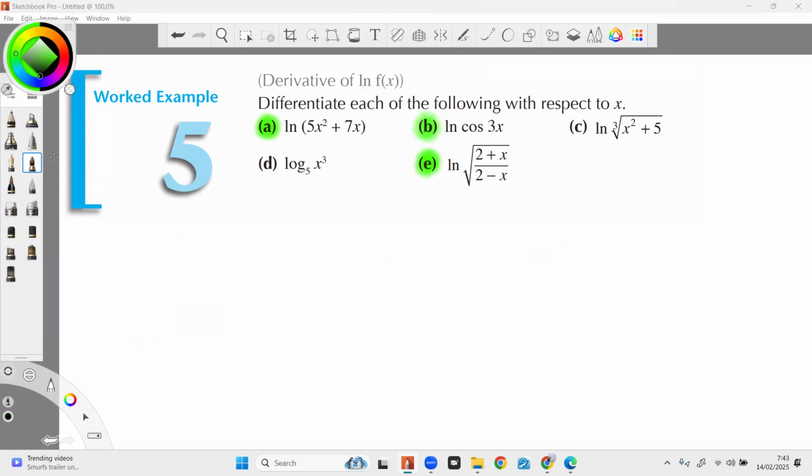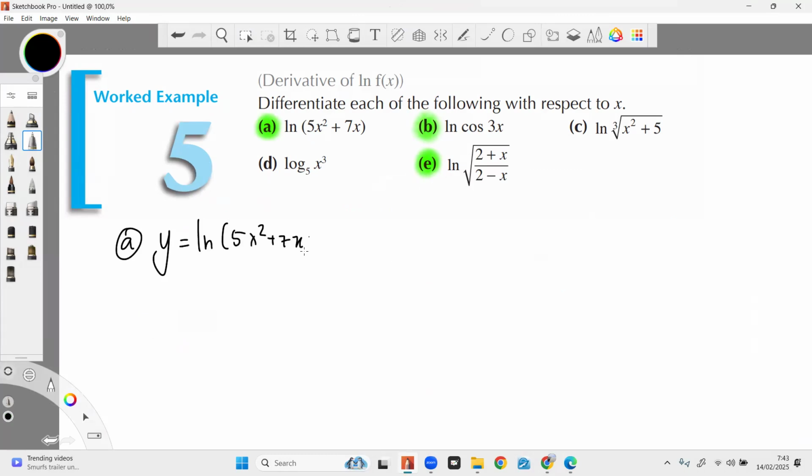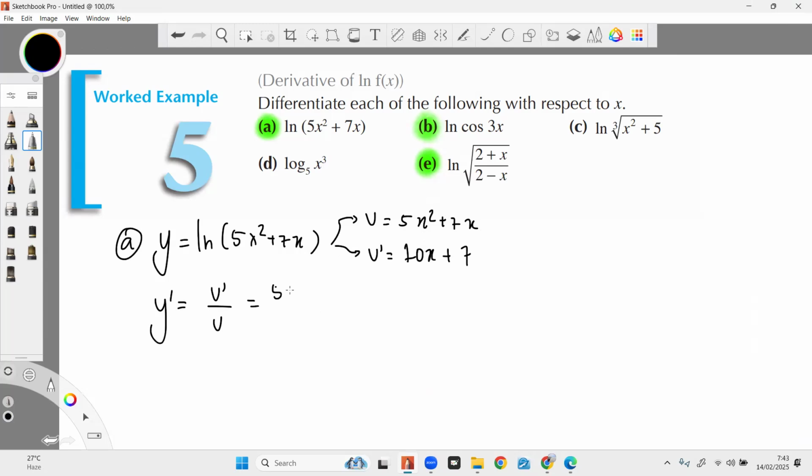Let's do A. y equals ln of 5x squared plus 7x. So what is u? 5x squared plus 7x. What is u'? Anyone? 10x plus 7, right? You put it down. And y' equals u' over u. Oh, easy, guys. 10x plus 7 over 5x squared plus 7x. Just put it inside the formula. That's all.